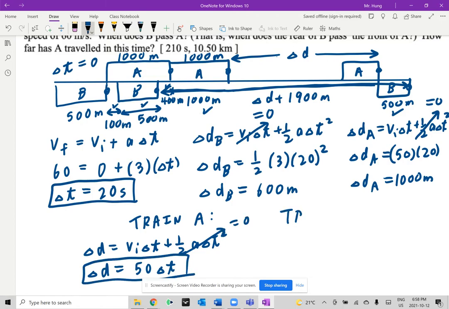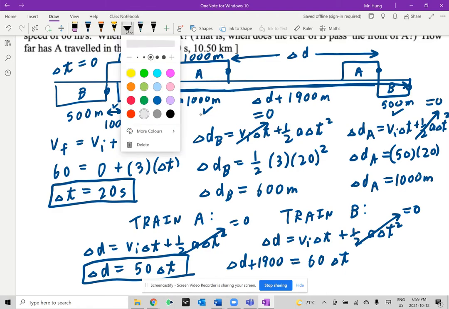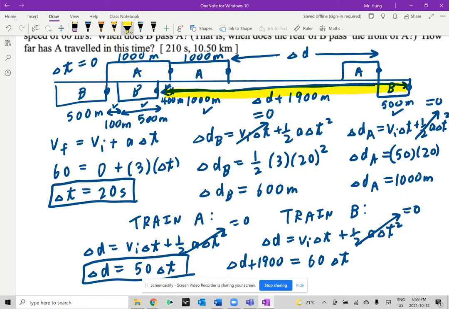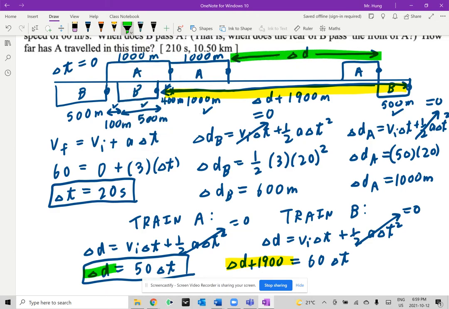Now, if you think about train B, be mindful. Train B is also now moving at its maximum velocity. So even though you could start with this kinematic equation, V_i T plus half A T squared, again, this becomes 0. So what that means is the maximum speed now is going to be 60, again, times time. But remember, this is now D plus 1,900, right? So if I highlight this for you in a different color, this entire distance is going to be D plus 1,900 meters. Whereas for train A, you're looking at D, just like that.